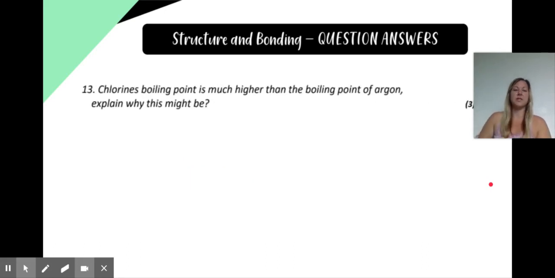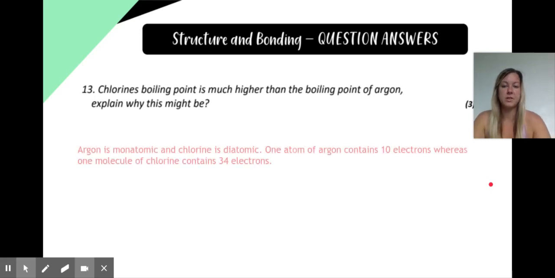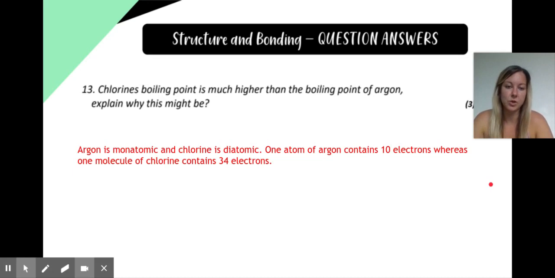13. So this is a 3-mark question, which means we're going to need 3 valid points for full marks. So chlorine's boiling point is much higher than the boiling point of argon. Explain why this might be. So 3 points here. First one, argon is monatomic, chlorine is diatomic. So we're going to see quite a difference in the size of the molecule. In other words, the number of electrons.